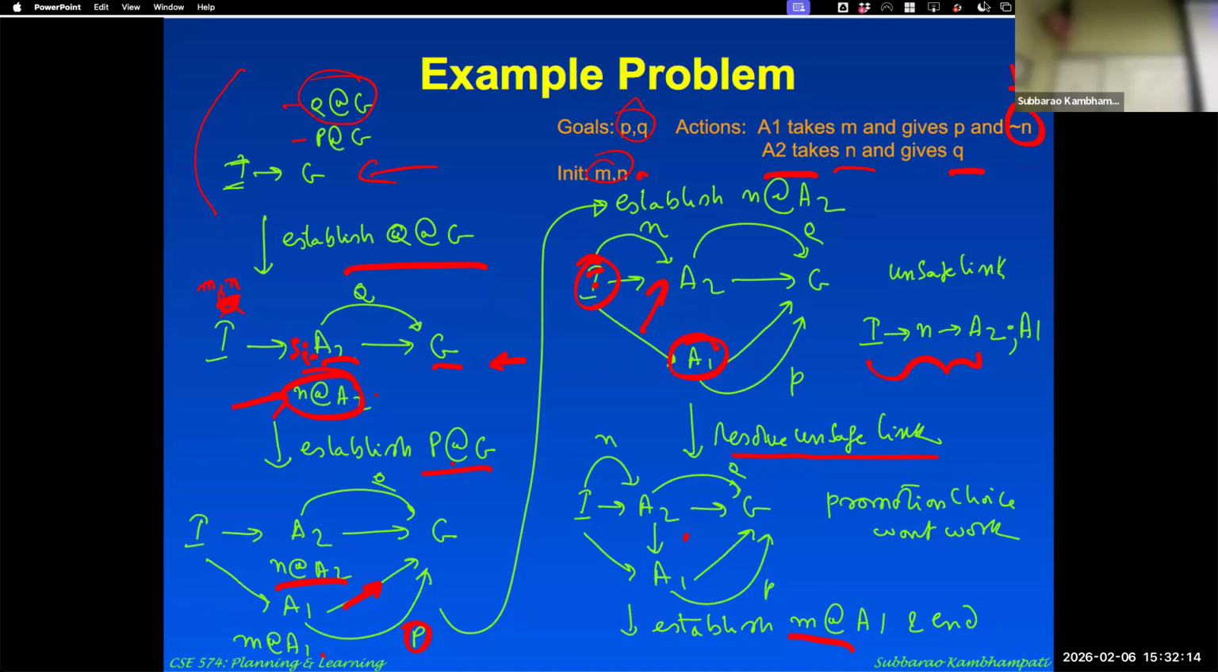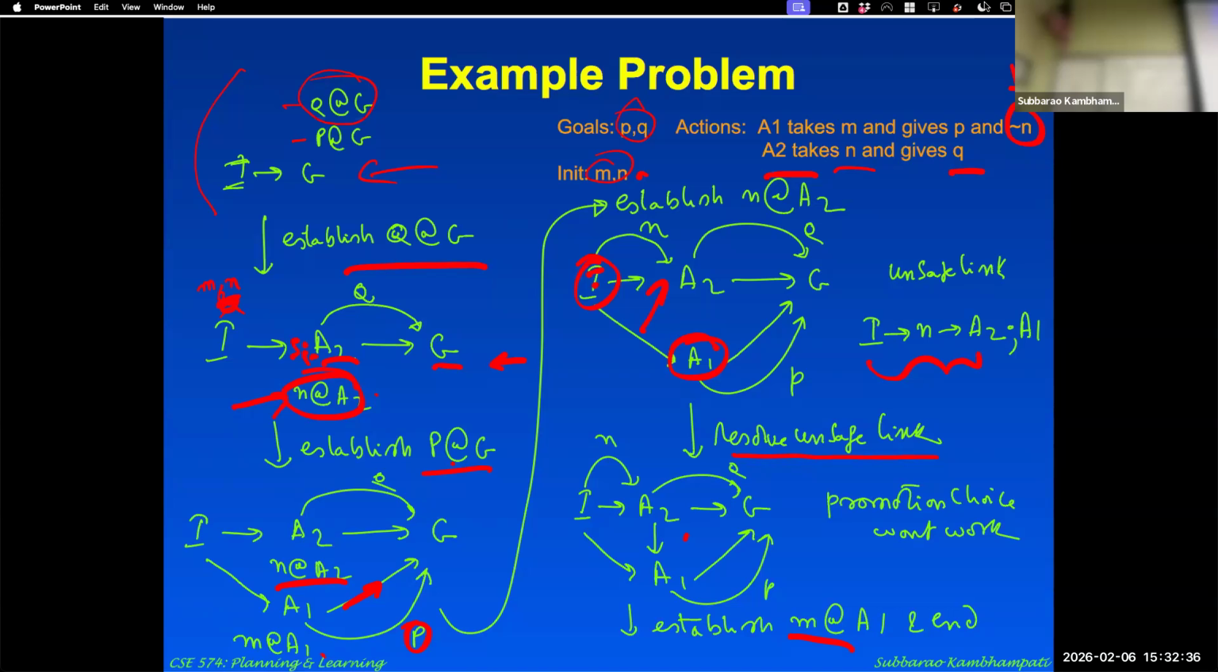So when the simple establishment happened from I to A2, I understand, looking with a bird's eye view, that this creates an unsafe link, but algorithmically, what calculation happened to determine that there was an unsafe link? That's very simple, right?